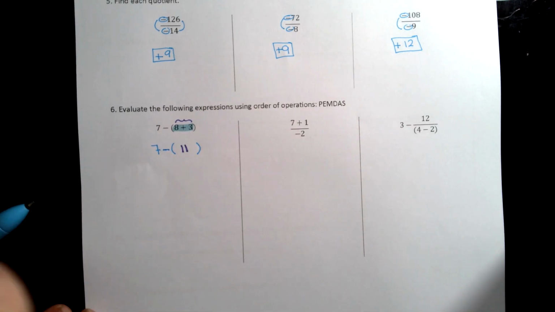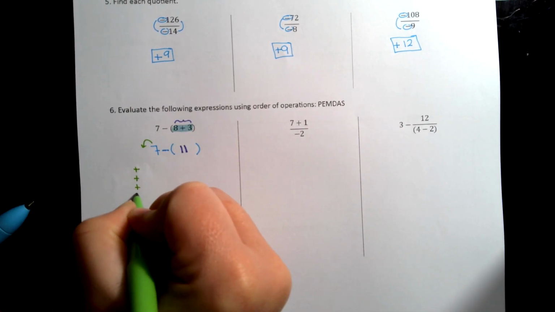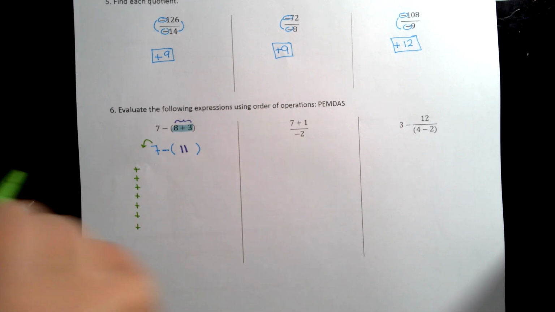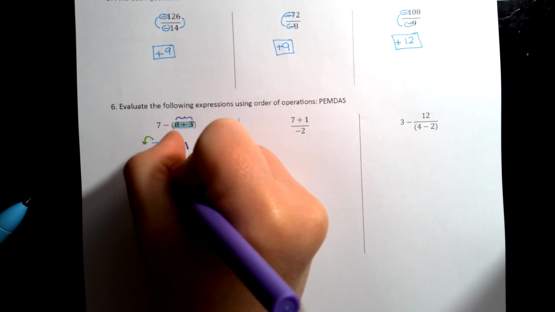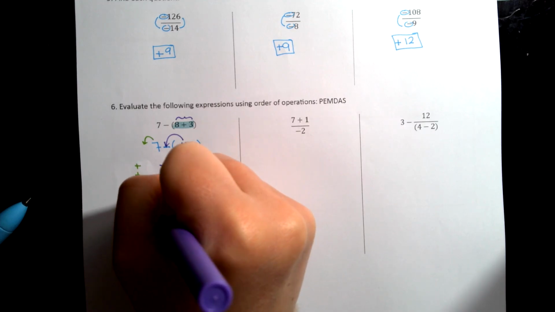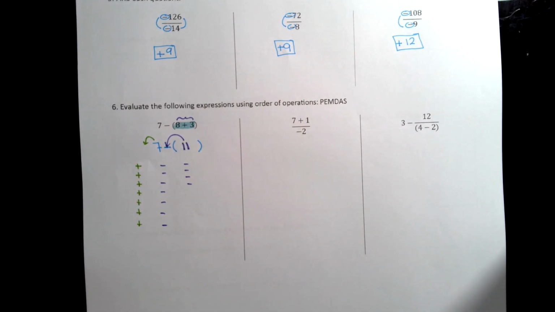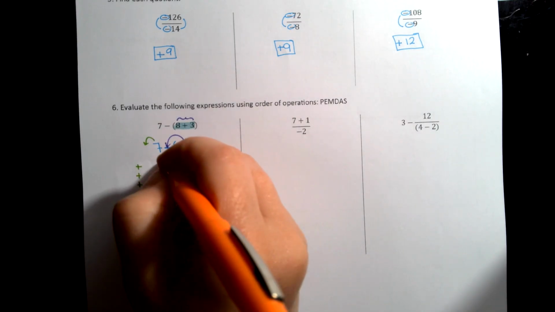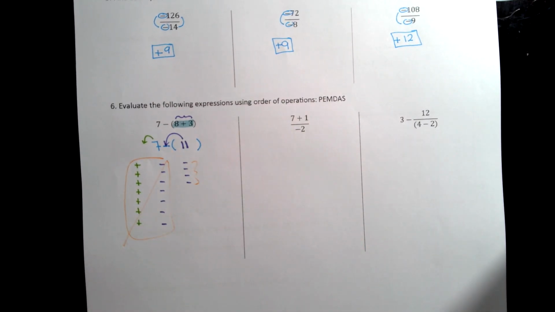Or you can do, we have 7 positives and 11 negatives. Circle your 0 pairs. And we have our leftovers, which is our -4.